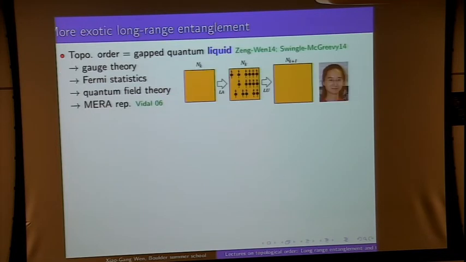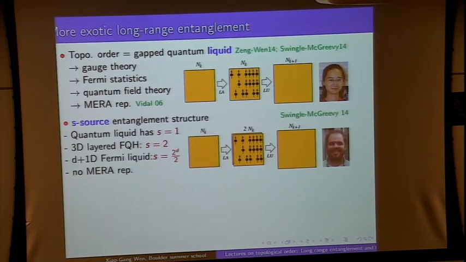So those are some examples, and here maybe some more general picture. Certainly we have this liquid state, which you can dissolve with product states. Those are like a gauge theory. You have anions, you have a quantum field theory and mirror representation. And then there's the so-called S-source entanglement structure, a concept introduced by Schwingel and McGreevy.